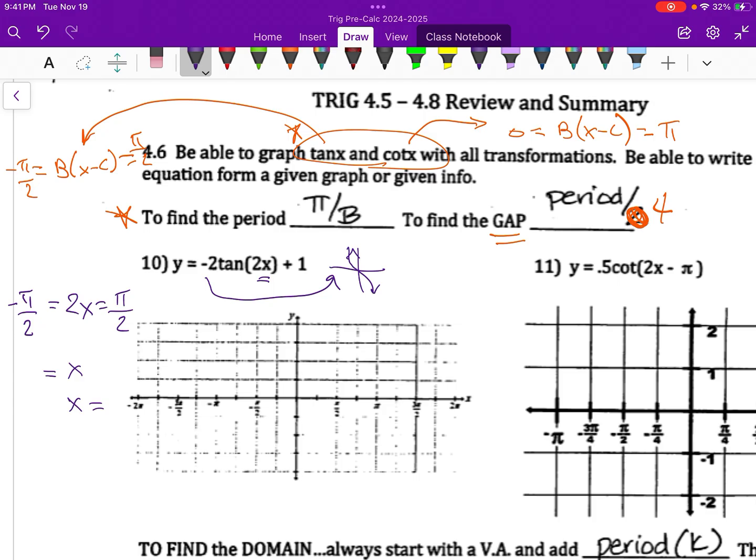Now I'm going to have to divide this by 2 or multiply it by 1/2. So that's going to be negative pi over 4 and pi over 4. And that automatically gives you the two asymptotes that you're going to be basically looking at. And you can verify that the period works out the way that it should, because it should be pi divided by b, which is 2, and the answer is pi over 2 in size, okay?